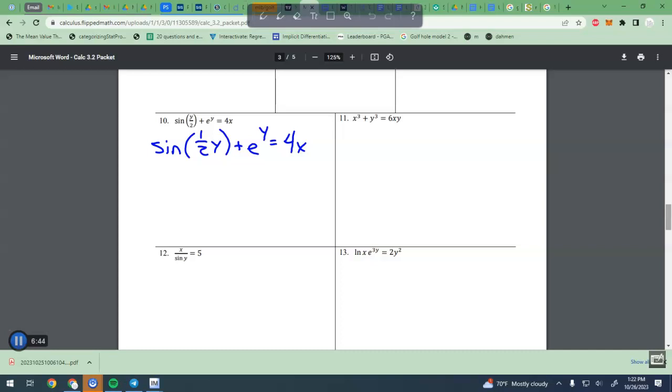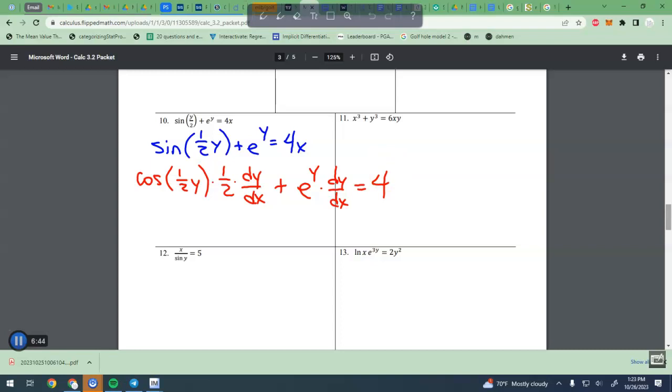So this is the chain rule. Derivative of the outside is cosine. I leave the inside alone. And then I multiply by the derivative of the inside. So what's the derivative of 1/2 y? 1/2 times dy dx. Plus the derivative of e to the y is e to the y times the derivative of the power. That's not really chain rule, but it kind of is. What's the derivative of y? It's 1, but then it's dy dx. And then the derivative of 4x is 4.